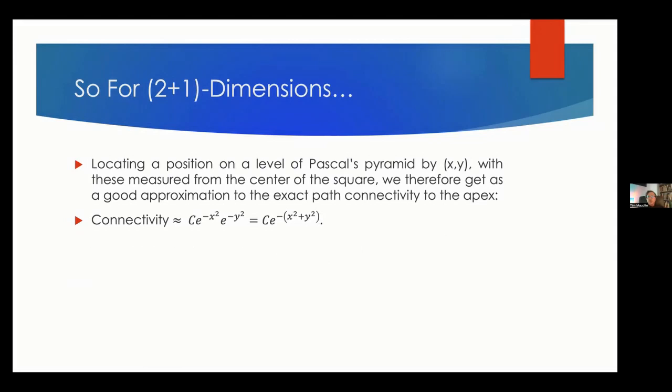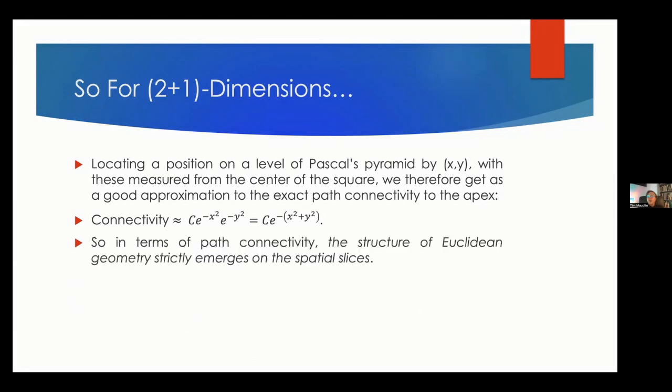Now, what you have to notice about that is that it tells you that on a given level of this, the connectivity to good approximation goes as x squared plus y squared. So any 2 points where x squared plus y squared are the same number, the path connectivity will be essentially the same. But x squared plus y squared is the formula for a Euclidean circle. So at the level of path connectivity, strictly Euclidean structure is emerging from this underlying structure that's as non-Euclidean as you could imagine. The underlying structure has preferred directions.